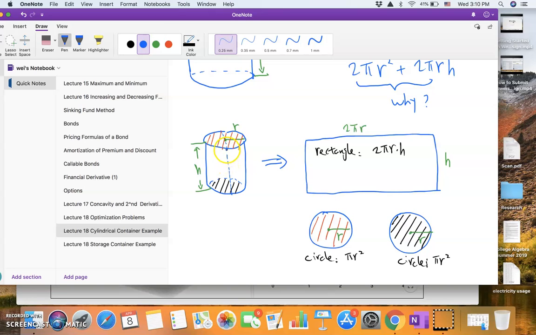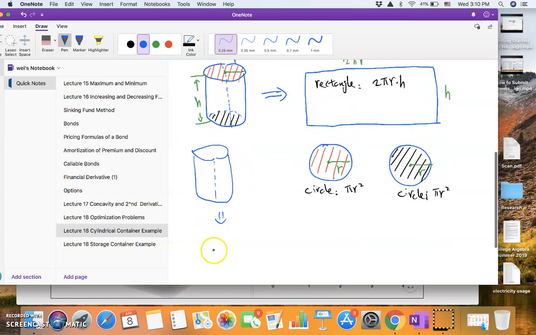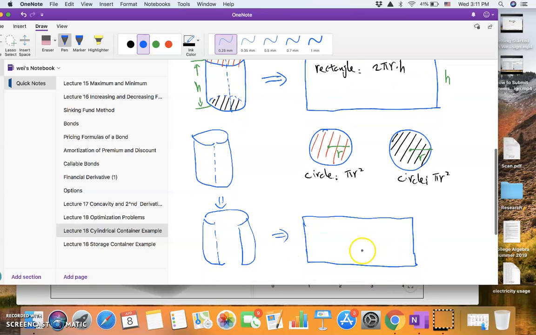Now the middle part, if we cut from here and then unroll it, we will get a piece of rectangular area. So we will get a rectangle.